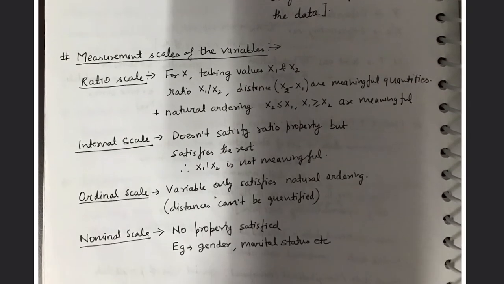Now we also have to see the measurement scales of variables. First is the ratio scale. For x taking values x1 and x2, the ratio x1 upon x2 and the distance x2 minus x1 are meaningful quantities here, right? So we have a natural ordering. x2 may be less than or greater than x1, and these are meaningful. So here less than or greater than have a meaningful relationship. Then the interval scale. Now this does not satisfy the above ratio property, while it satisfies the rest of the properties. So x1 upon x2 is not meaningful at all.